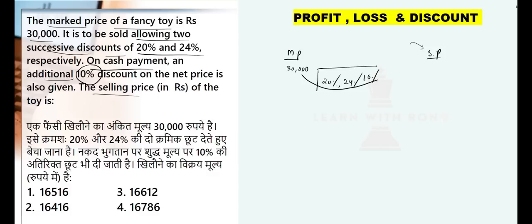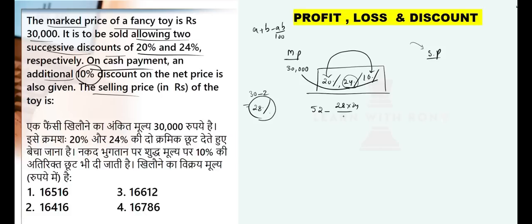First we need to find the effective discount percentage, right? So just now we discussed a formula. Effective discount formula is A plus B minus AB by 100, right? So first if I find the effective discount of 20 and 10 here, 20 plus 10 is 30, minus 20 times 10 by 100, so minus 2. So effective discount is 28%. So for now 28% and 24%. 28 plus 24, how much? 52 minus 28 times 24 by 100.